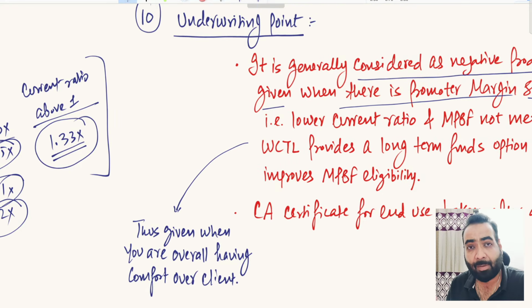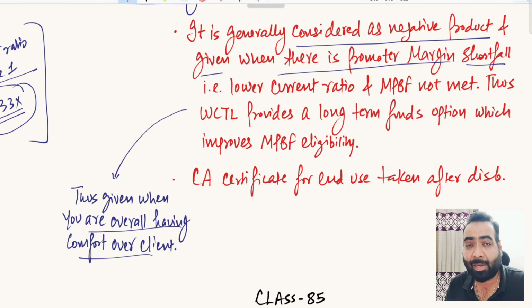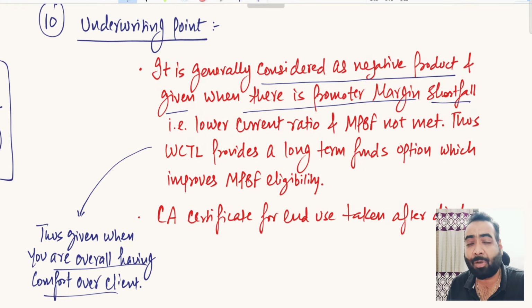But you are very much comfortable with the promoter. You have overall comfort on the client. You are confident that the client is very good. He has invested sufficient money already in his business, and he does not have any other source to invest in his business, and he has sufficient cash flow generation to repay the loans that he has taken in his business. So due to your comfort on the client, you want to give him a loan.